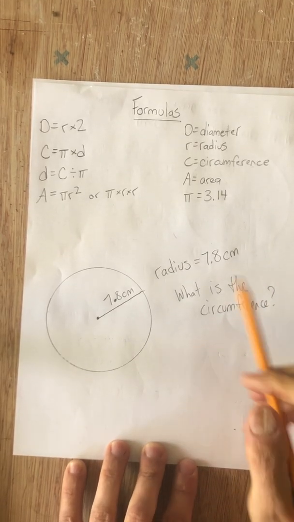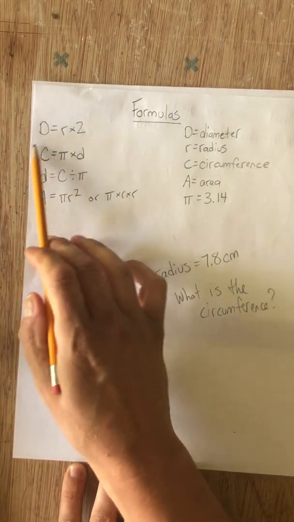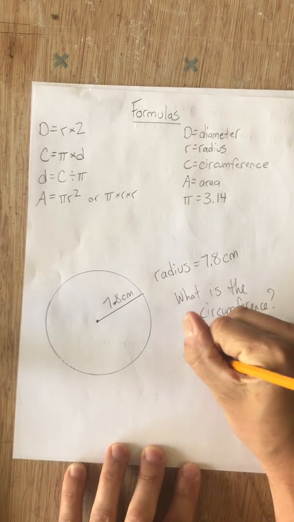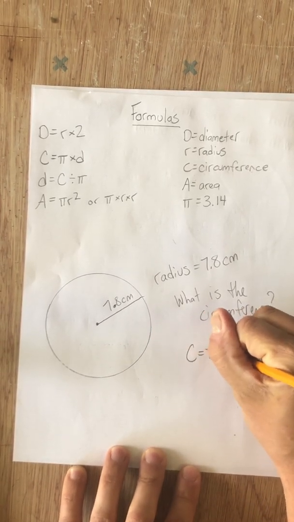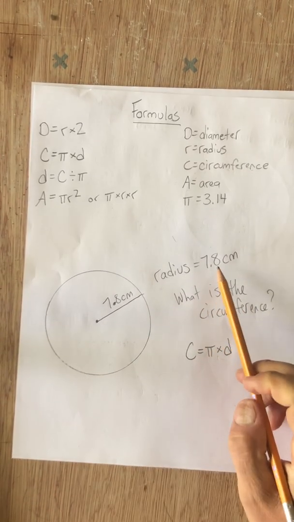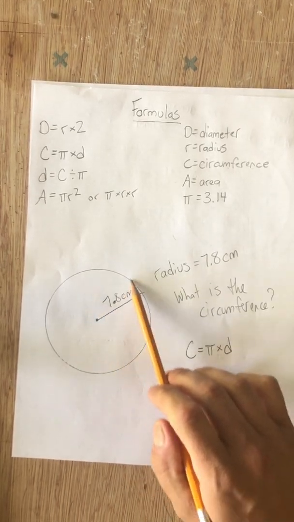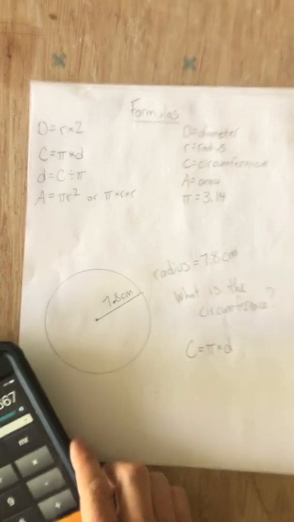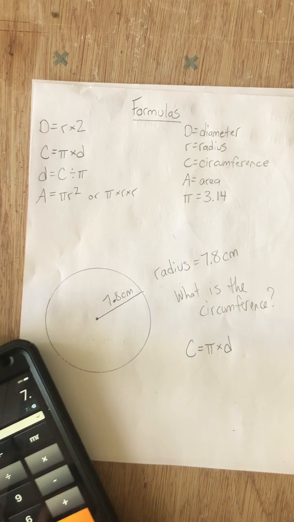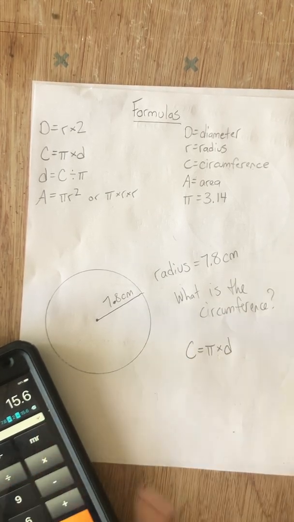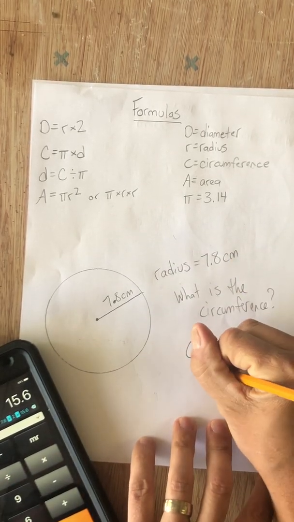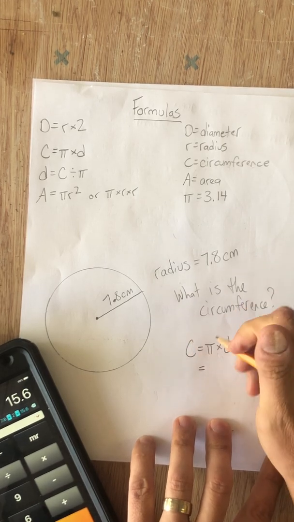Okay, well, to do that, look up here, there's the formula I'm looking for. So circumference is pi times diameter. I don't have the diameter yet. My radius is 7.8, so that means my diameter is going to be 2 times that. So 7.8 times 2 is 15.6, so it's going to be 15.6 centimeters.